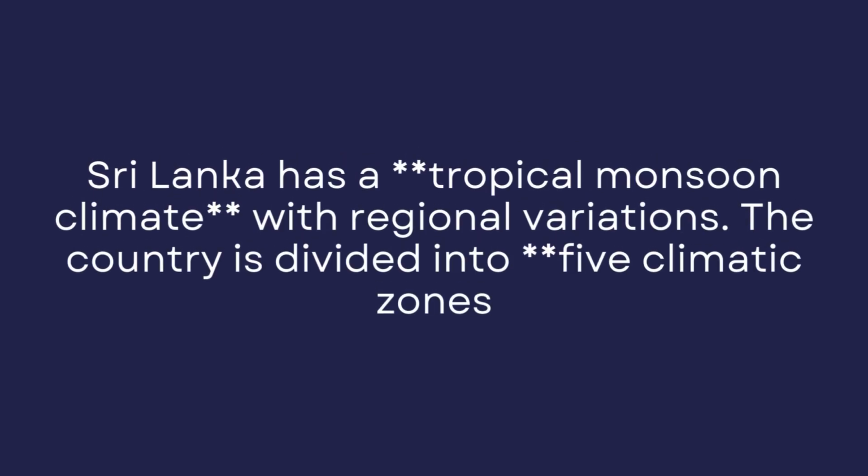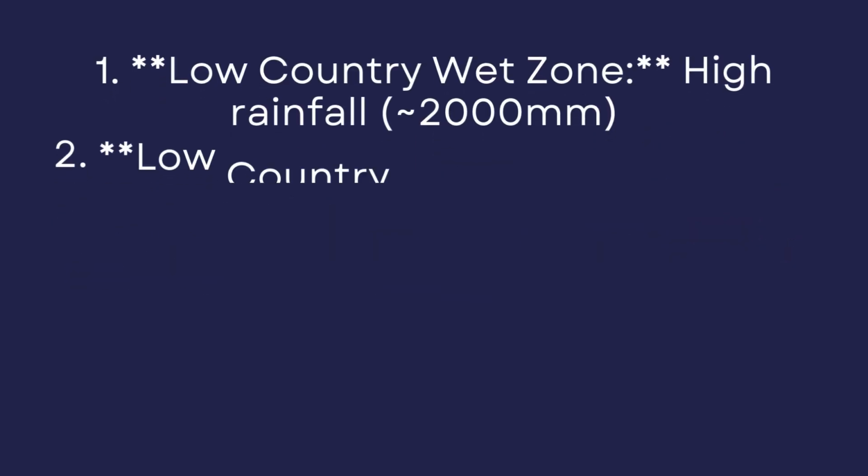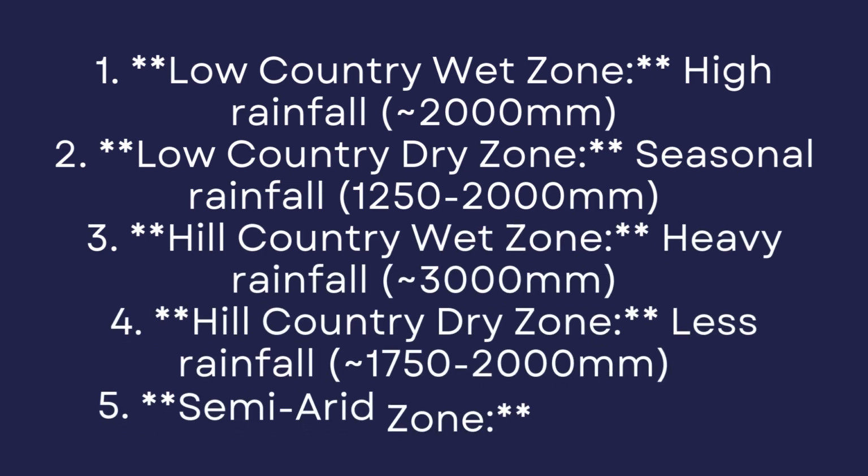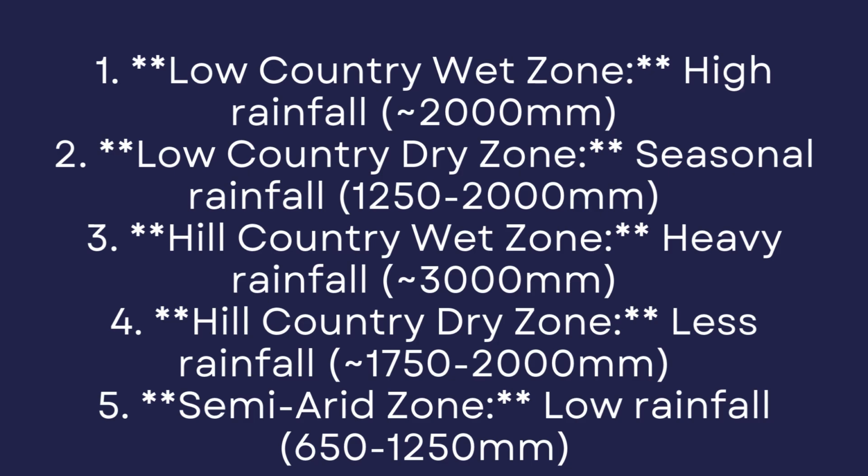3. Climate of Sri Lanka. Sri Lanka has a tropical monsoon climate with regional variations. The country is divided into 5 climatic zones: low country wet zone, high rainfall, over 2,000 mm. Low country dry zone, seasonal rainfall, 1,250 to 2,000 mm. Hill country wet zone, heavy rainfall, 3,000 mm. Hill country dry zone, less rainfall, 1,750 to 2,000 mm. Semi-arid zone, low rainfall, 650 to 1,250 mm.